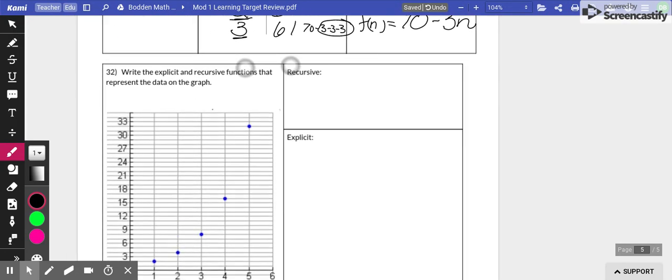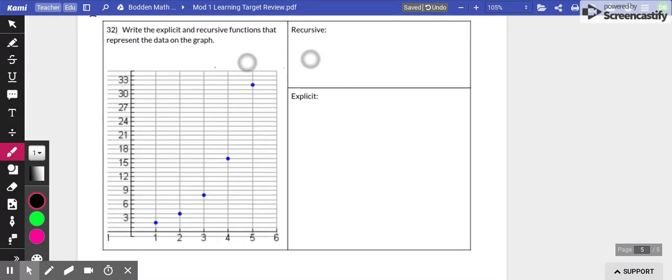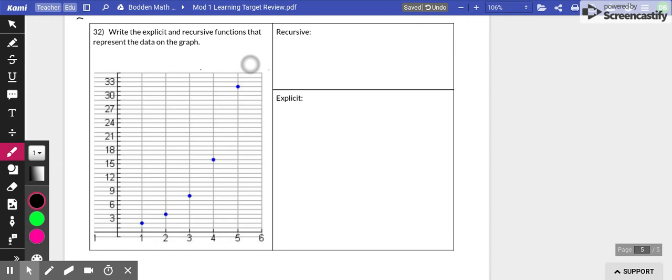All right, last but not least, number 32. Now what we need to do is we need to look at this graph. And I think, honestly, it would be helpful for me to see this as a table. So I am going to make a table. So I look at 1, I'm at 2. At 2, my y value is 4. At 3, my y value is at 8. Now I feel like I can see the pattern.